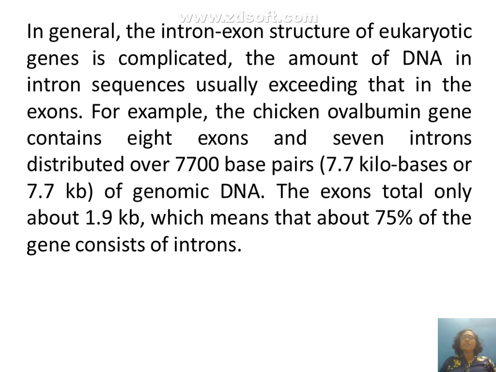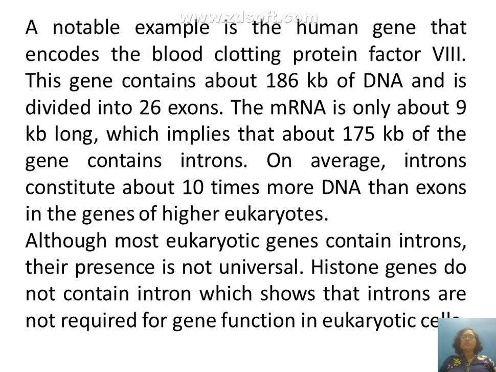They are distributed over 7,700 base pairs, that is 7.7 kilobases of genomic DNA. The exons total only about 1.9 kb, which means that 75% of the gene consists only of introns, and only 25% of the gene is coding for the functional messenger RNA which makes your ovalbumin protein. 75% of the gene is only made up of intervening sequence which is of no use. Understood?